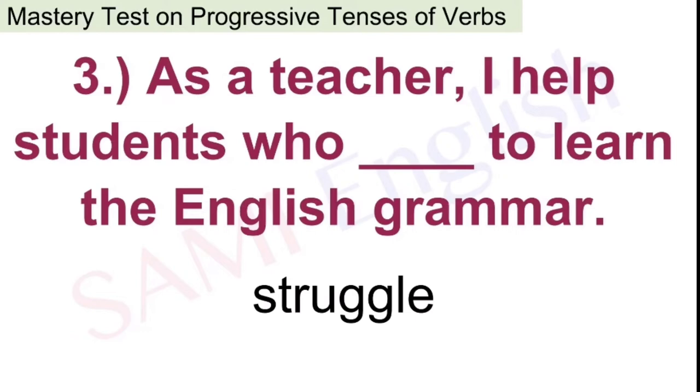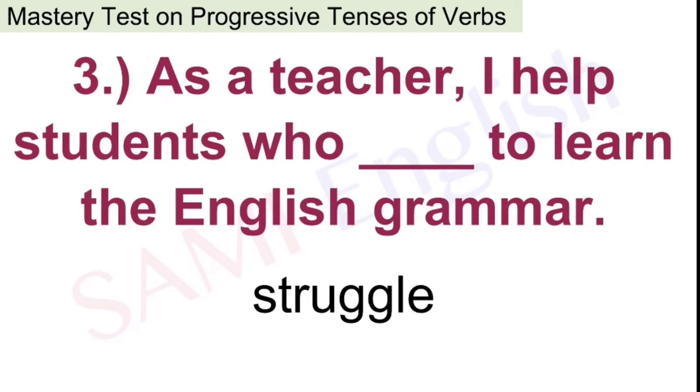Pero kung yung action na sinasabi mo ay nangyari na in the past, ang sasabihin mo dito is, when I was a teacher, when I was a doctor, when I was a pharmacist, okay? Or kung future naman, mangyayari pa lang in the future, you should say, when I become a teacher, when I become a doctor, okay? But here in this sentence, the used phrase is as a teacher. So, ibig sabihin, nangyayari itong action na to at the present time.